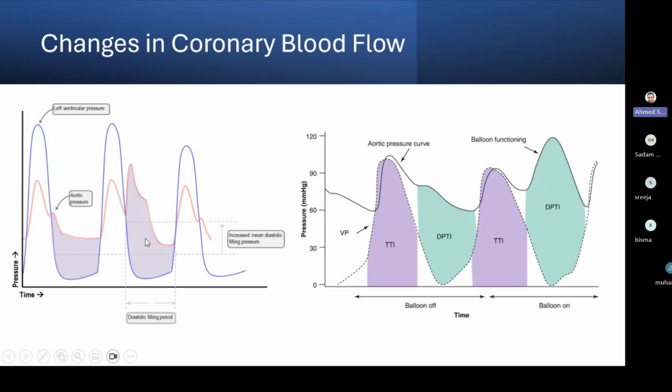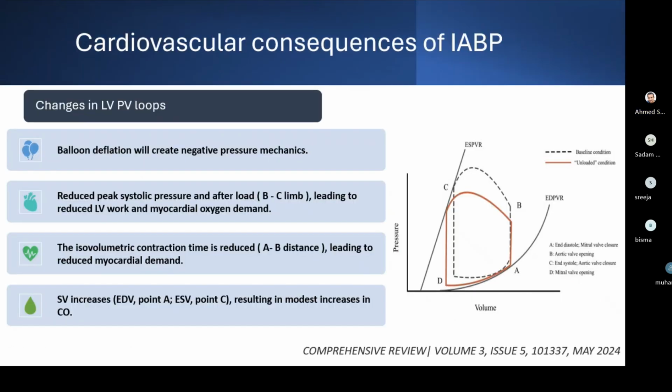So the coronary blood flow will be increased because the intra-aortic balloon will start the inflation during the diastolic filling period, which is the time for the coronary perfusion. And this graph also shows the same effect. During the intra-aortic balloon inflation, the diastolic pressure time index is increased, so it will increase the coronary blood flow.